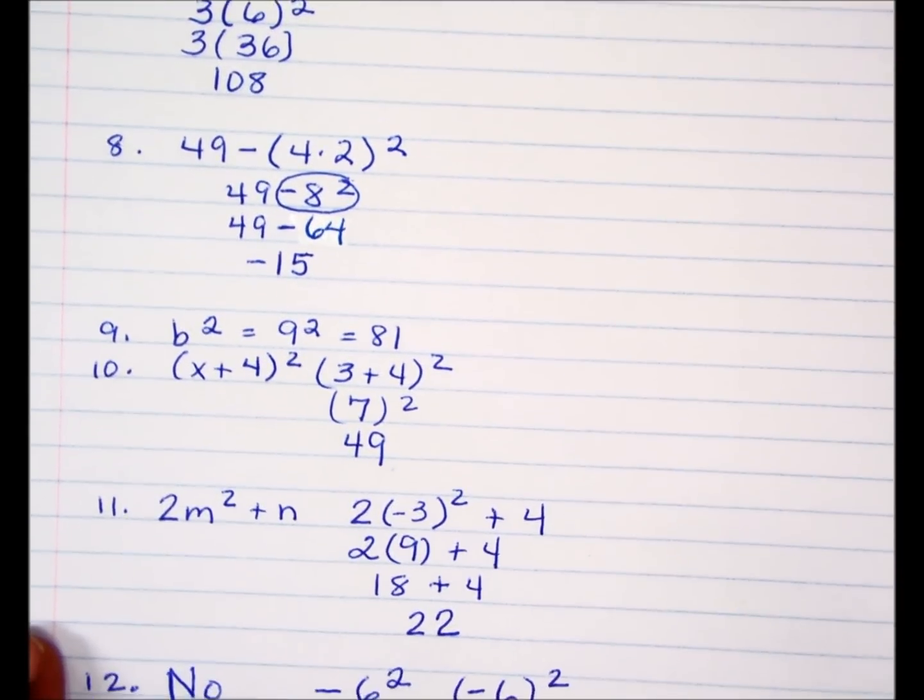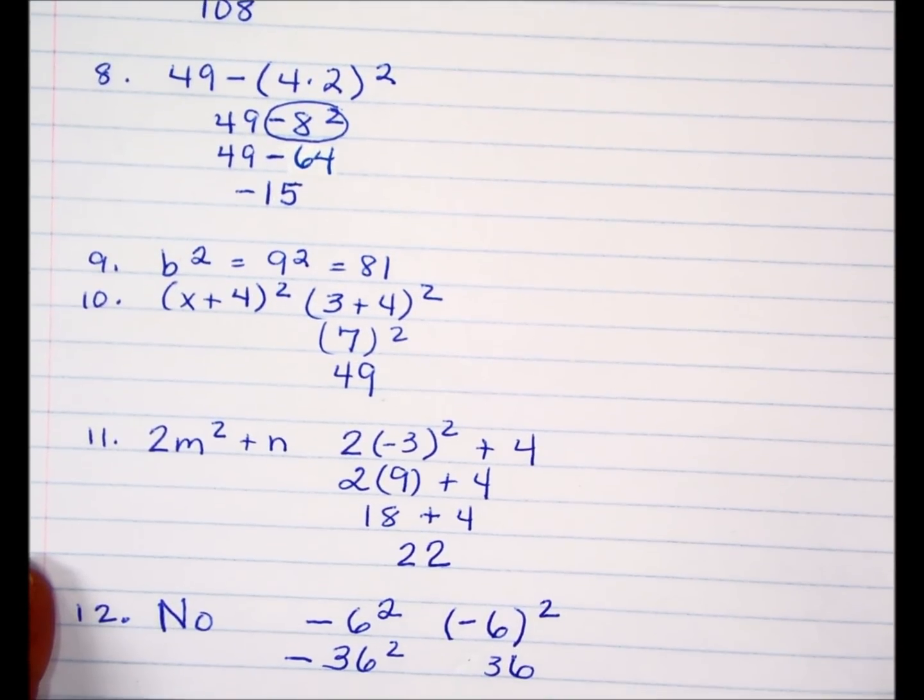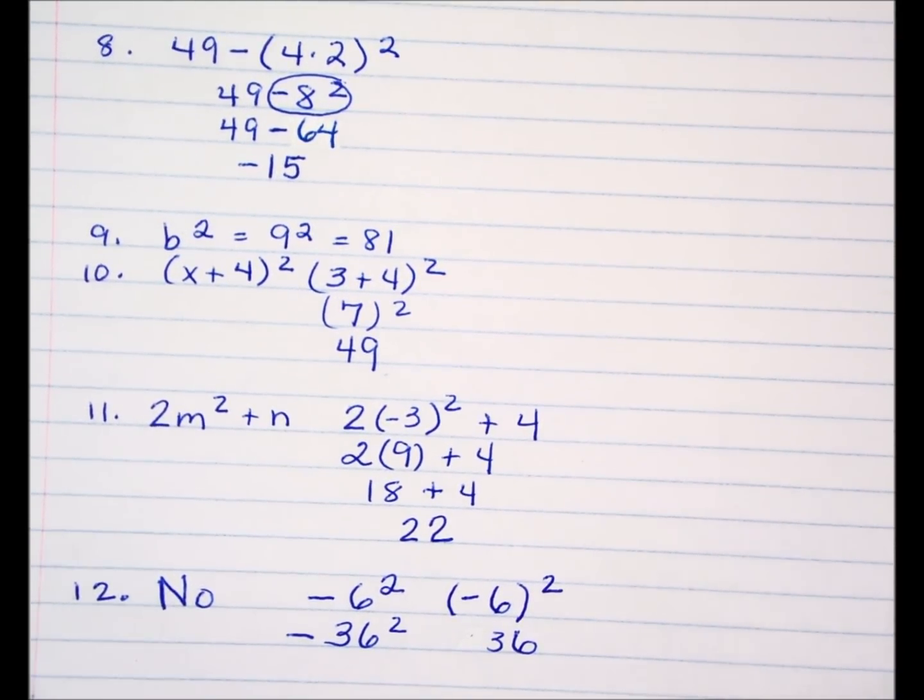Now let's look at the last 4 problems here. In these, they ask you to do some evaluating. So they gave us b squared and told us that b equaled 9. So 9 squared equaled 81. Then in the next one, it was x plus 4 squared and x equaled 3. So we did 3 plus 4 is 7. 7 squared is 49.